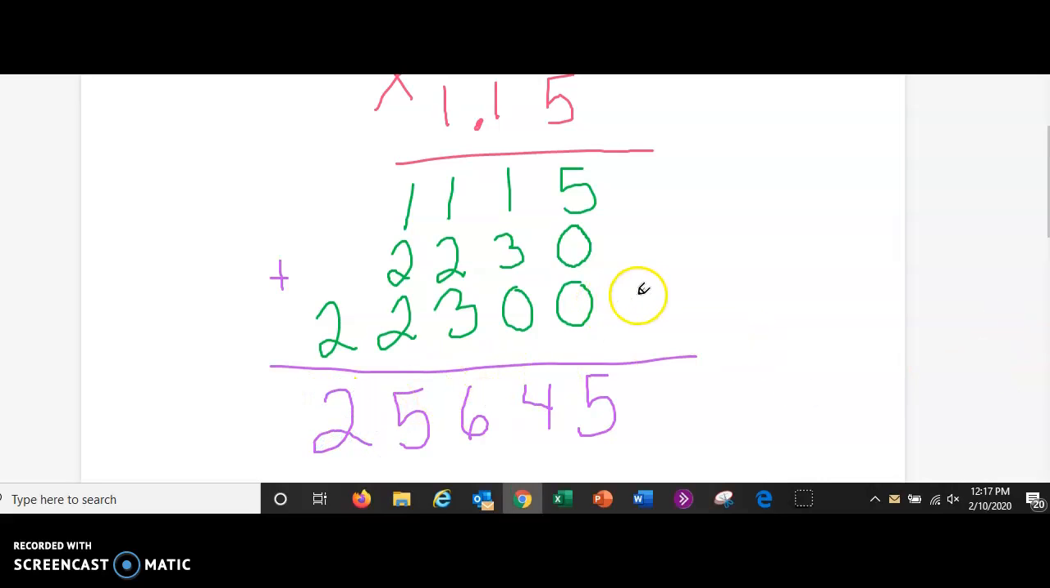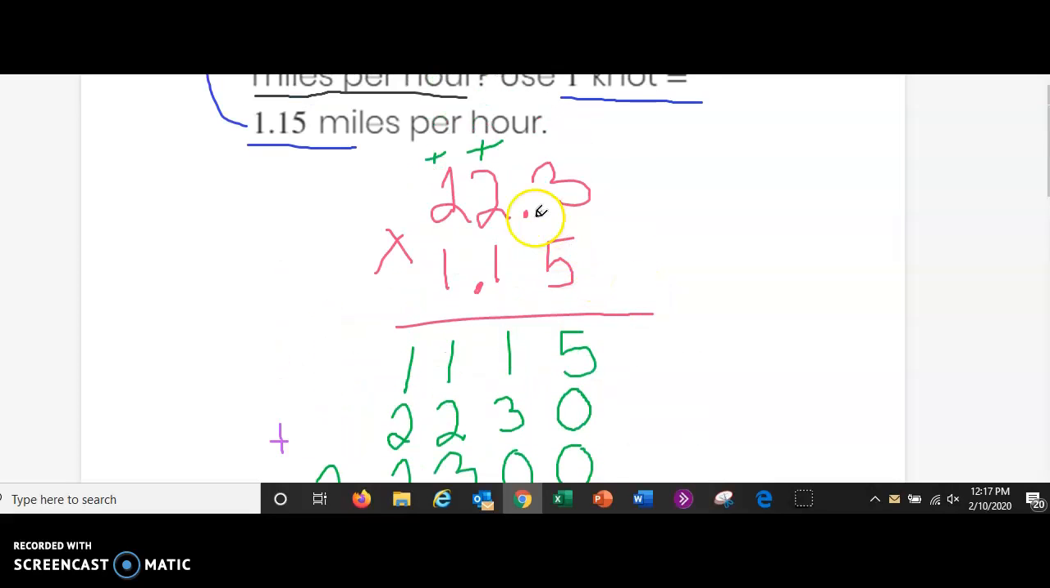All right. I'm not done yet. I need to go back to my two factors and count up how many positions have decimals. So in my first number here, I've got 1. In my second number, I have 2. So altogether, I'm going to have 3.